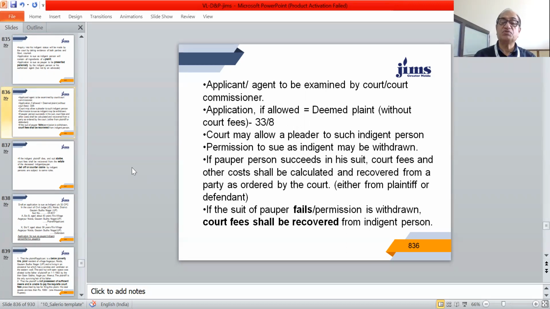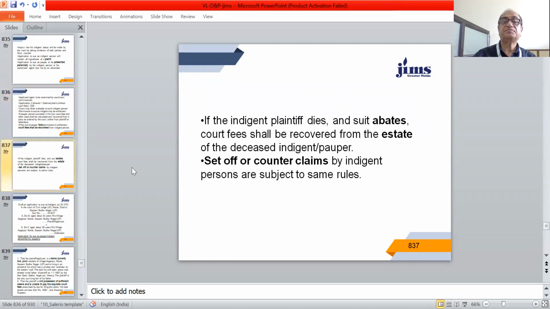But if the suit of the pauper fails or the permission is withdrawn, then court fees shall be recovered from indigent person. So indigent person is allowed to file a suit without payment of court fees in the beginning, but once his suit fails or permission to sue as an indigent person is withdrawn by the court, then court fees shall be recovered from indigent person.